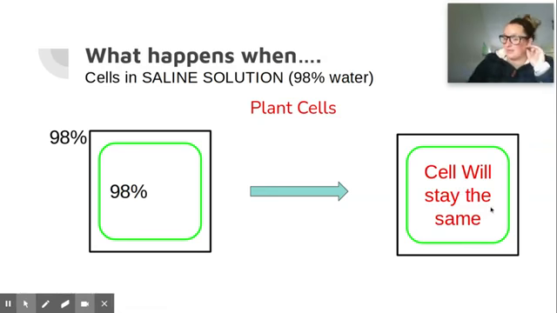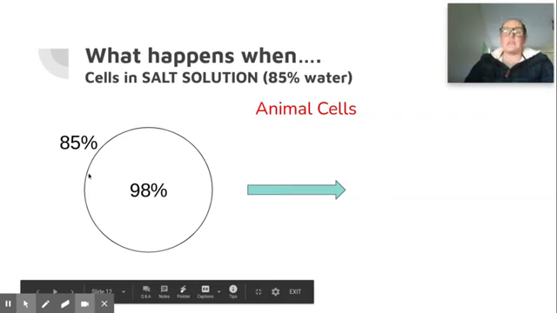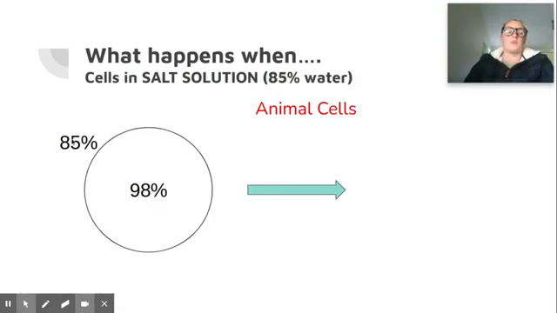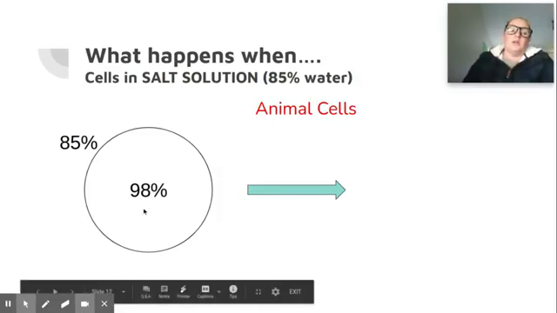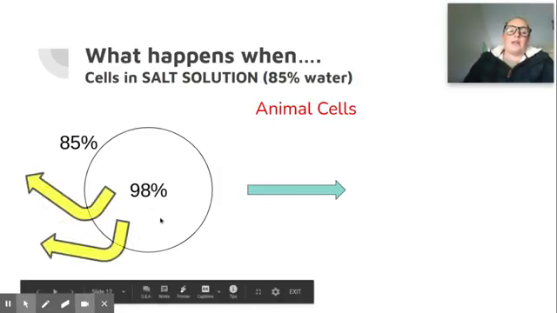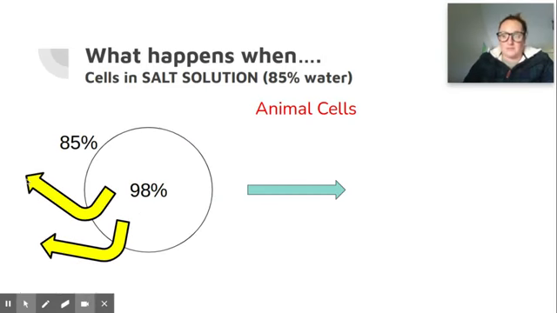So now let's say we take our plants and we put them in a salt solution. So now they're only 85% water. Now it's 15% salt. We're looking at the water movement. So the inside of the animal cells is still 98% water, but there's only 85% water outside. So there's a higher concentration inside and a lower concentration outside. So which direction is the water going to want to diffuse? Remember, it wants to spread out from where it's more concentrated into an area where it's less concentrated. So it's going to diffuse out of the cell.